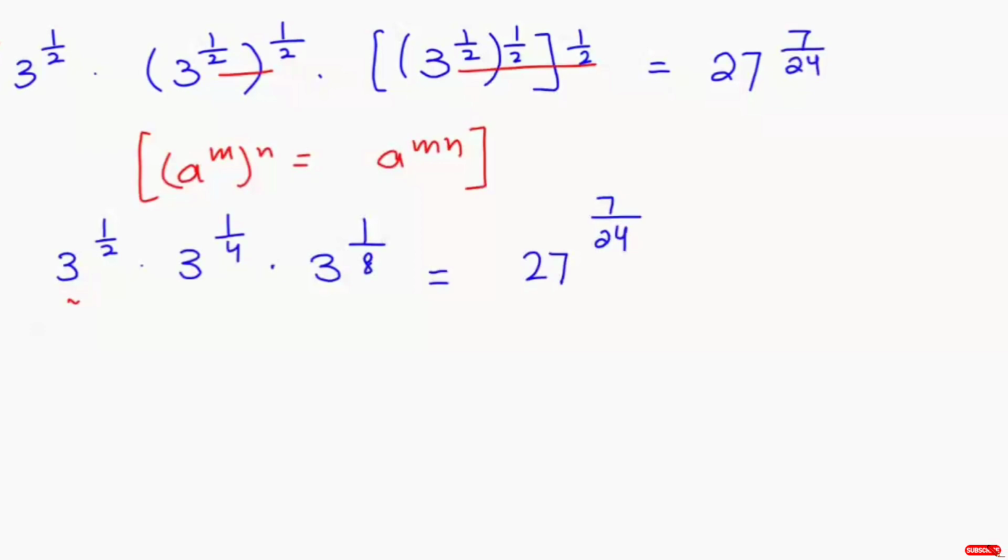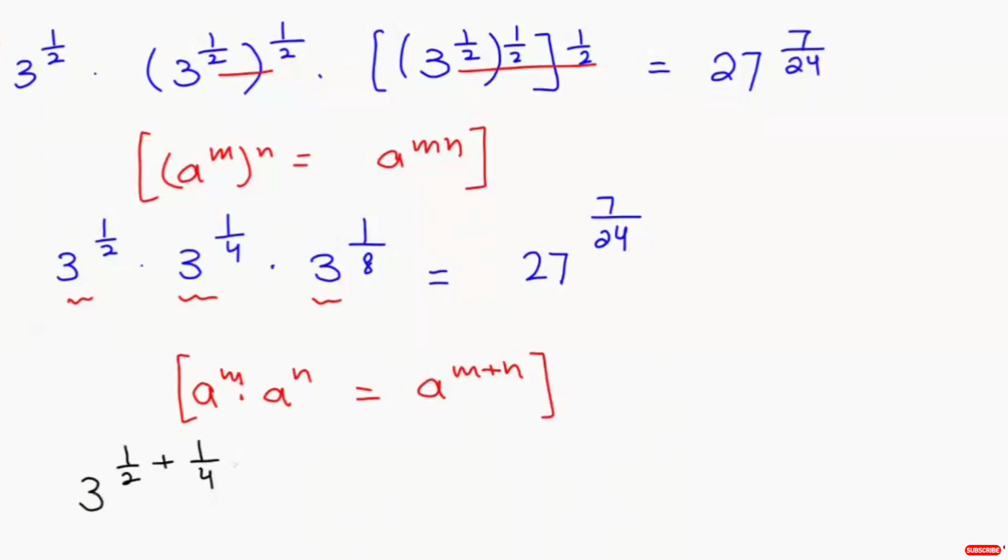Now here we have the same bases, so we can add up the powers according to the exponential rule, that is a to the power of m times a to the power of n can be written as a to the power of m plus n. So this I'm going to write as 3 to the power of 1 over 2 plus 1 over 4 plus 1 over 8, and this 27 I'm going to write in the form of a power, 3 to the power of 3, and whole to the power of 7 over 24.